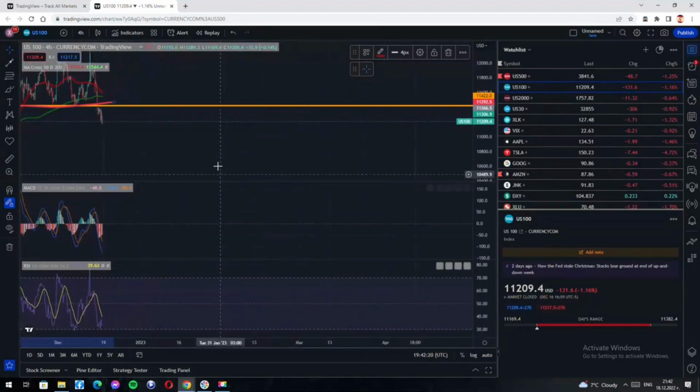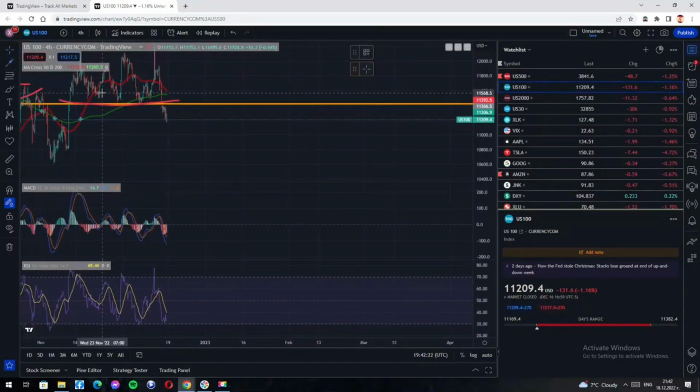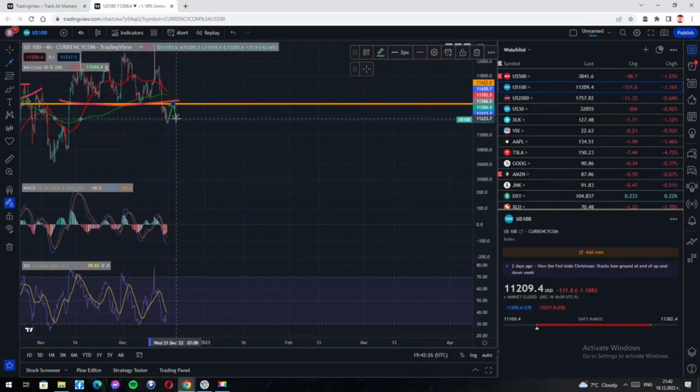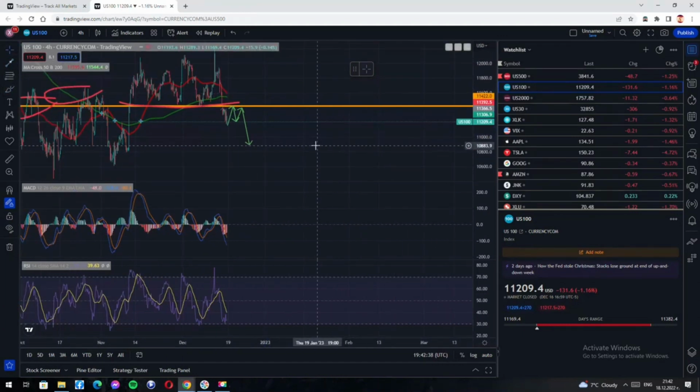So the plan is pretty simple. It's the same as the S&P 500. Monday bounce, after hours drop, second bounce, then we will get a new low, and this is my plan for the next week. I will be leaving this right here.